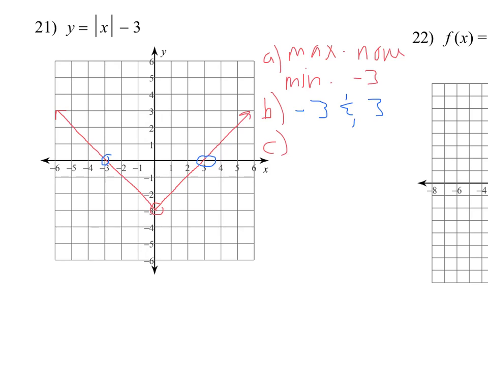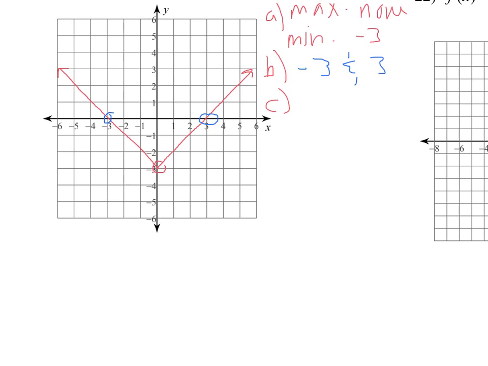The last question is intervals of increasing and decreasing. Now here's where a table might be best suited. If I have a table and I plug in an x and a y, if I do what I have always done, I see that if I plug in a -3, I get 0. If I plug in a -2, I get -1. This is using the function or just looking at the graph.